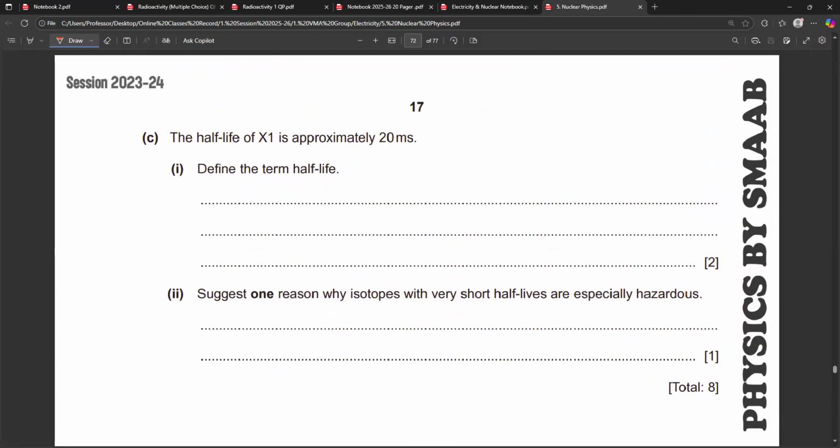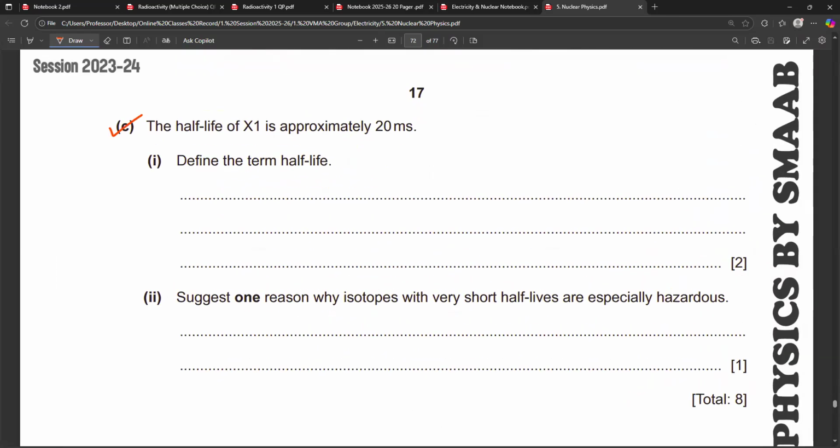So we have half-life also. The half-life of X1 is approximately 20 milliseconds. Define the term half-life. The term half-life we already discussed in our notes. It is the time taken by the radioactive elements to decrease its number to the half of its initial value. So we just need to copy paste that definition.